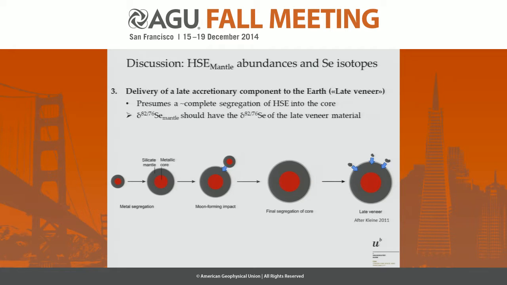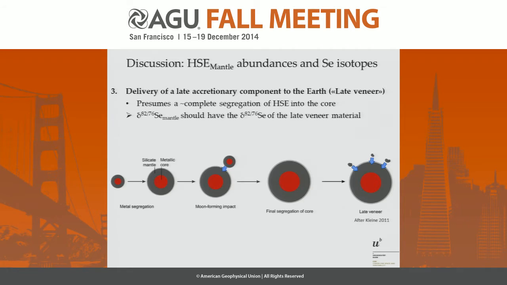The last process is the late Veneer hypothesis. The late Veneer hypothesis presumes that all highly siderophile elements are first completely segregated into the Earth's core, and that we then have a late Veneer of chondritic material. So from this, we would expect that the selenium isotope composition of the Earth's mantle should be the same as that of the late Veneer material.